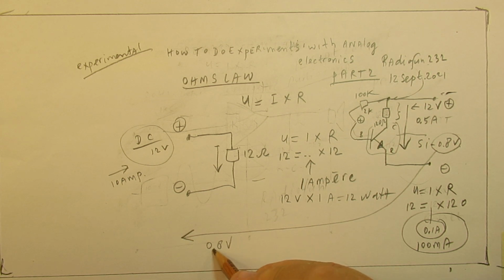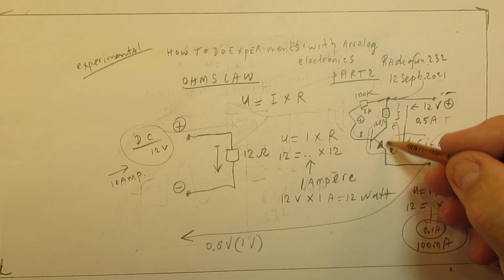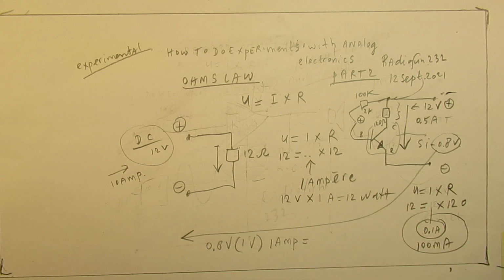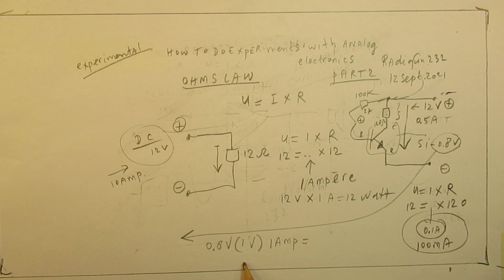volts, let's take 1 volt. To keep it simple, a voltage drop of 1 volt and a current flowing inside the transistor of 1 ampere makes that we have a dissipation inside the transistor of 1 volt multiplied by 1 ampere is 1 watt.